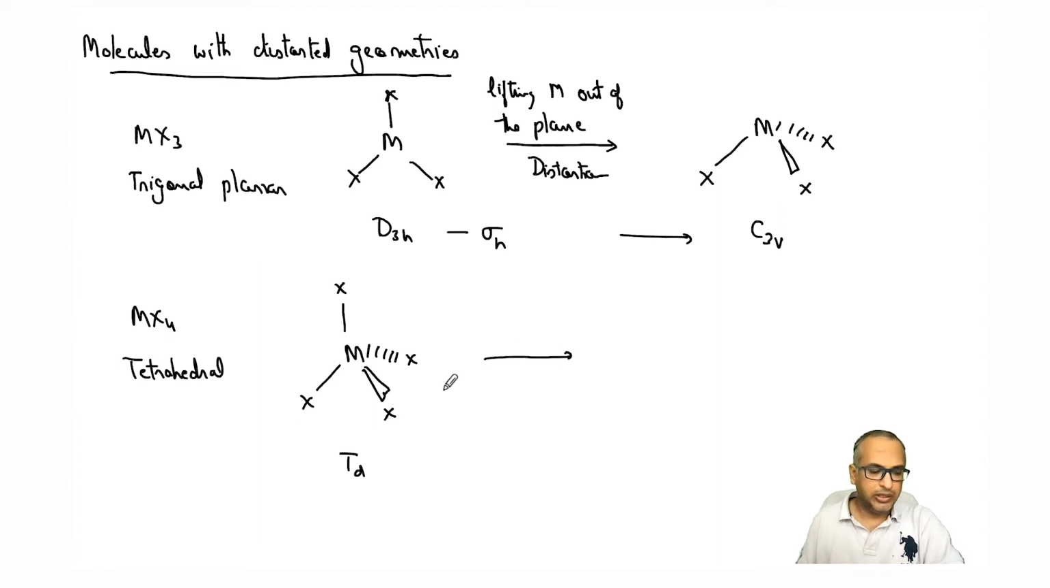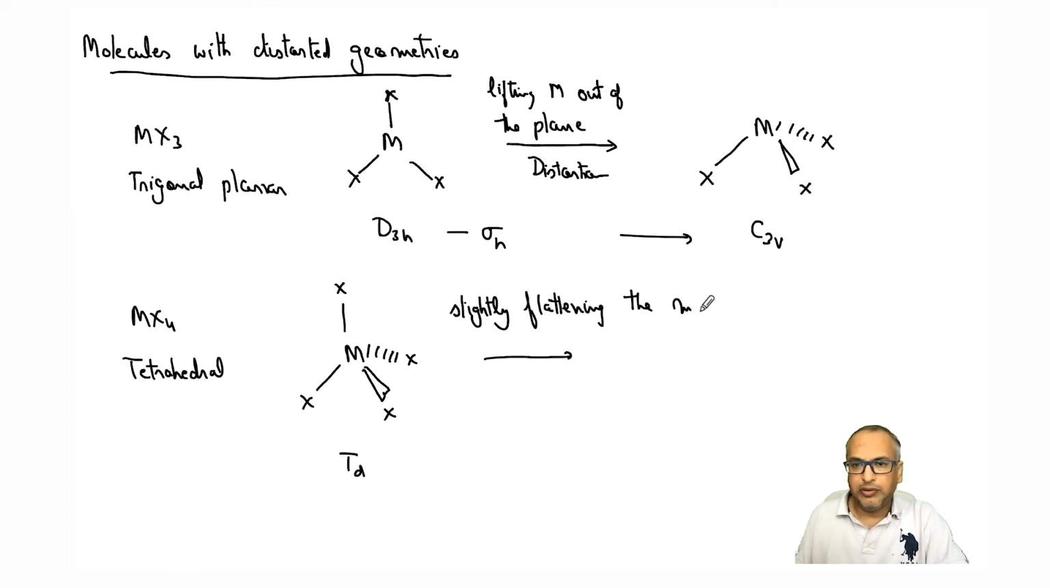Now what is the distortion here? The distortion, as the question says, is slightly flattening the molecule along one of the C2 axes. So where is the C2 axis? Let us draw the C2 axis here. So this is my C2 axis in the plane of the board.